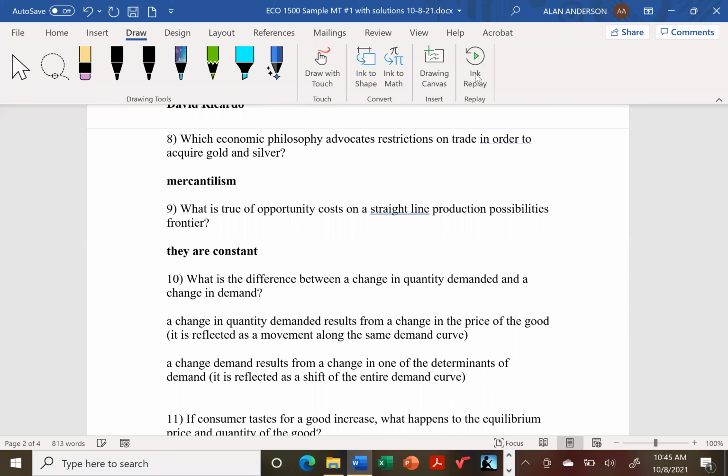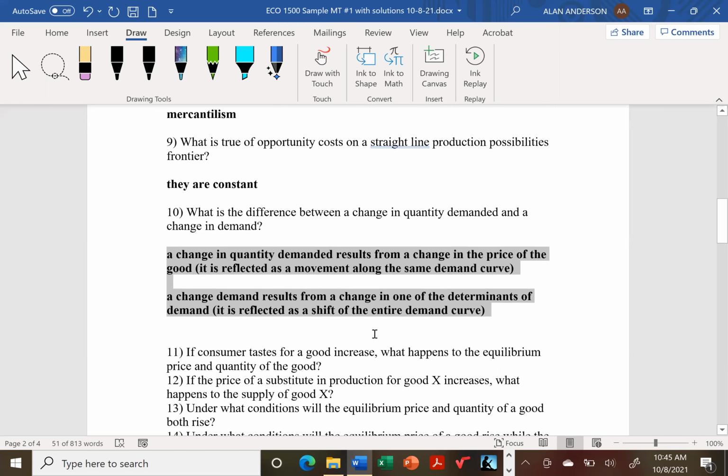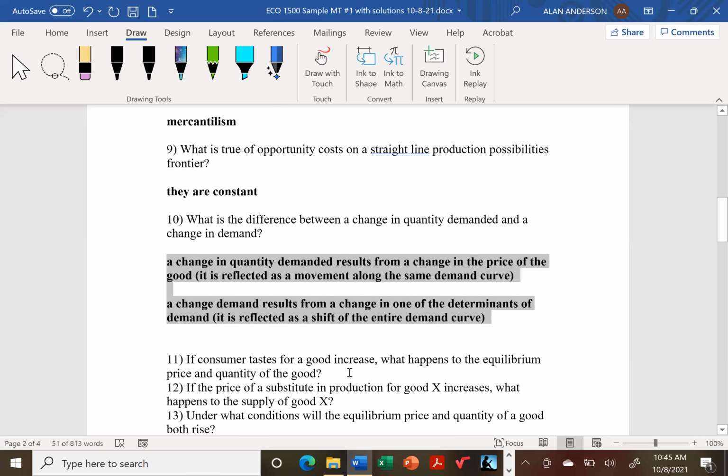Okay, so in other words, in the second category, we have things like a change in income or a change in the price of substitutes. So any of those factors that we talked about, if they change, the entire curve will move, and that's known as a change in demand. The change in quantity demanded is just due to the price, only the price and nothing else. All right, and that means we're just moving up and down the same curve.